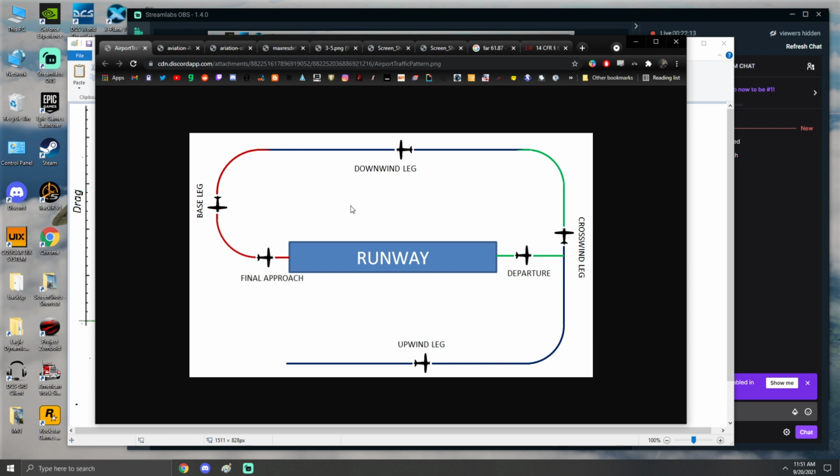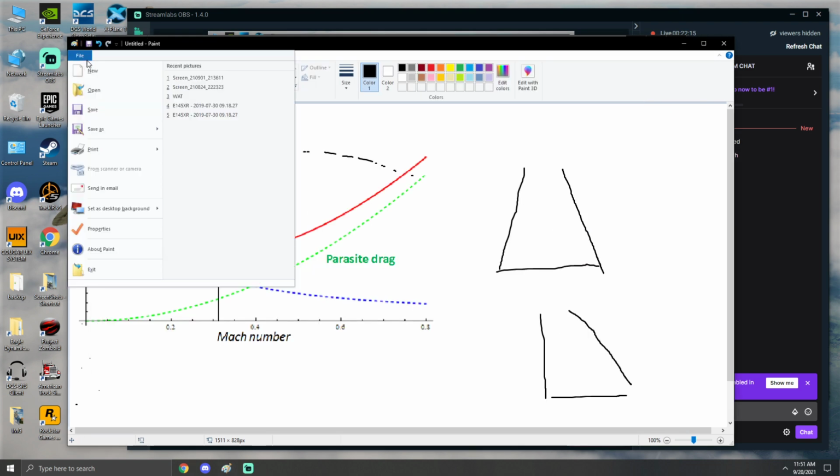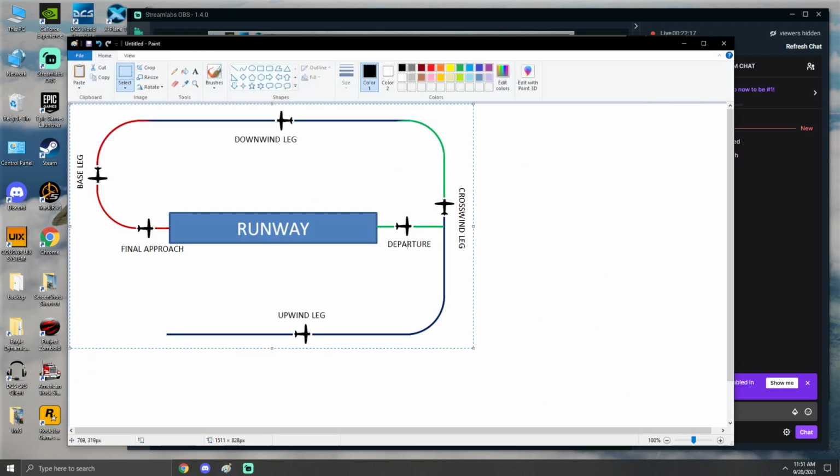If I go, let me copy this. Give me a new page here. Here we go. So here's our initial power reduction or reconfiguration. So we go flaps 10 degrees, start to slow the airplane down, hold the nose, trim it up for about 70, 75 knots. Start to turn in here.